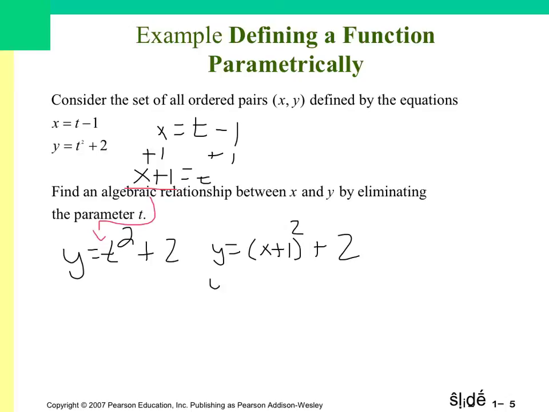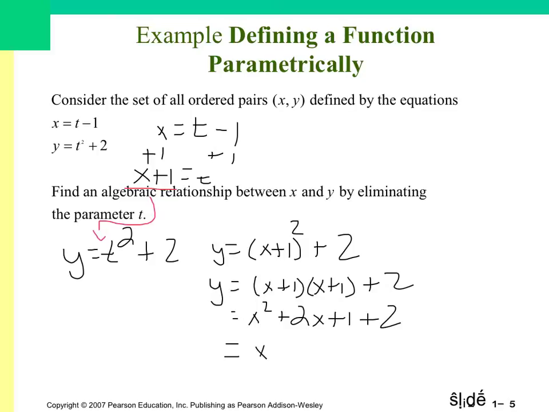Now remember, we need to set it up like this. It's not just square the first, square the second, guys. So you got to multiply it out. So you would get x squared plus 2x plus 1 plus 2. x squared plus 2x plus 3. Okay? So now we have the algebraic relationship.